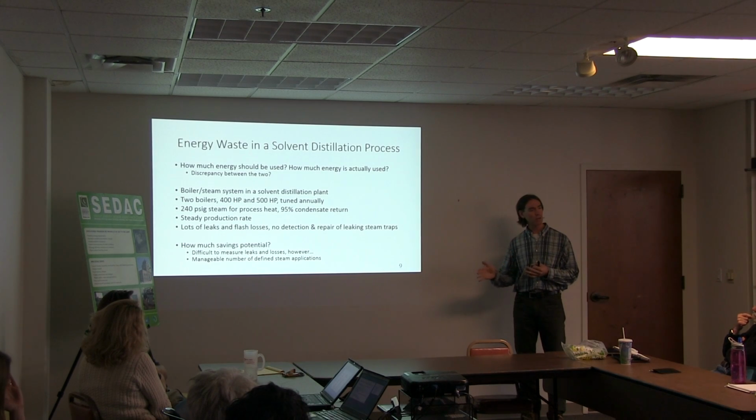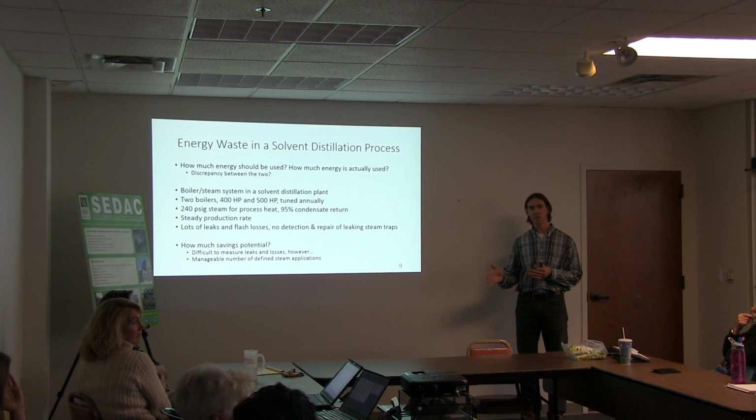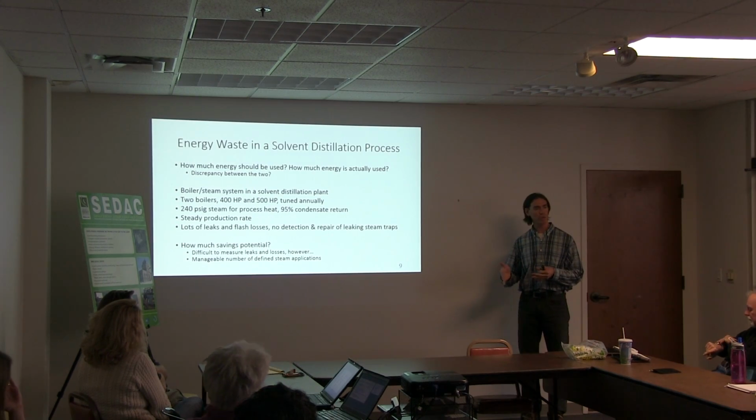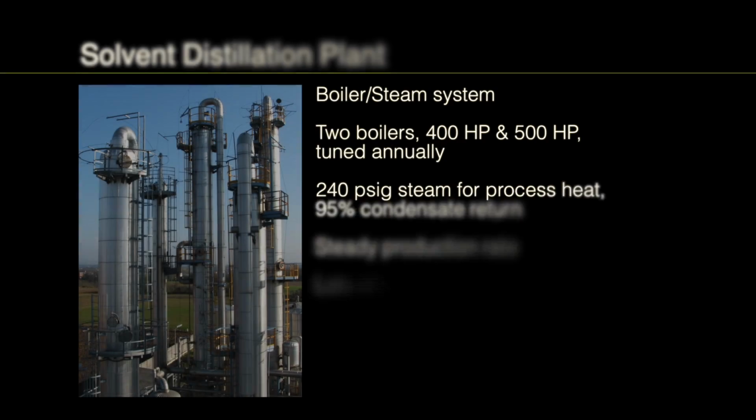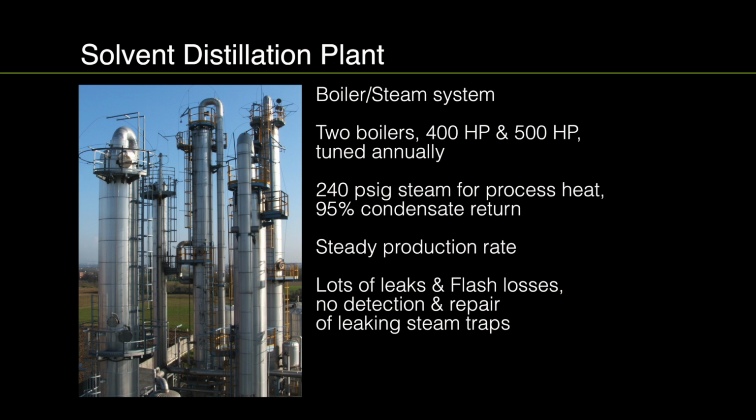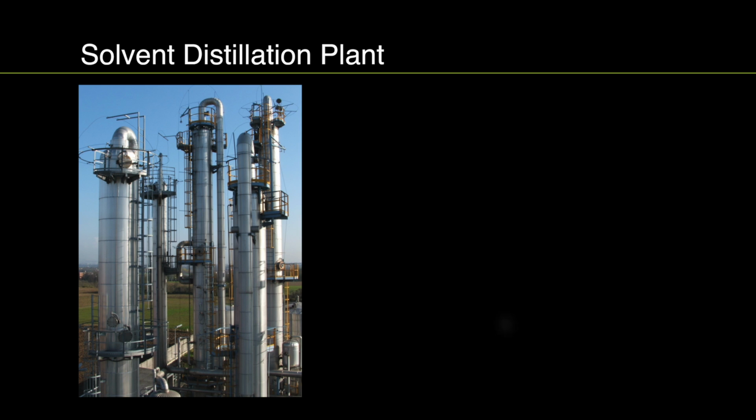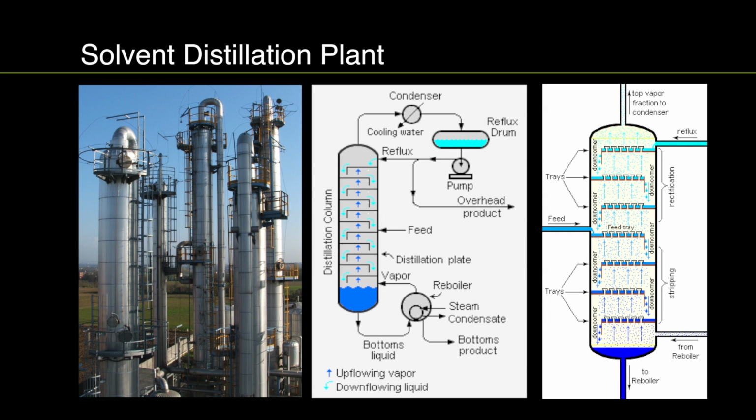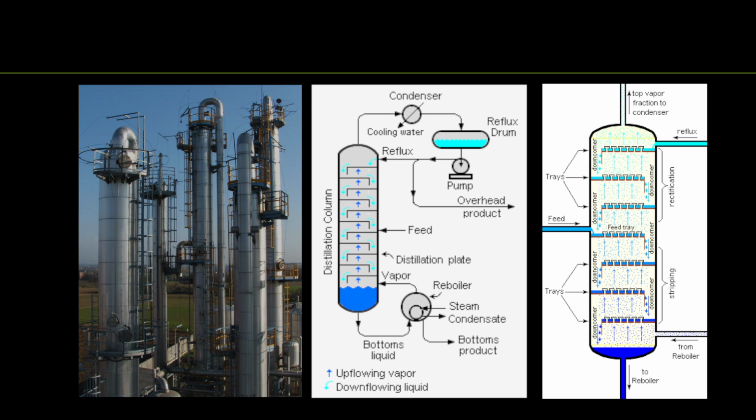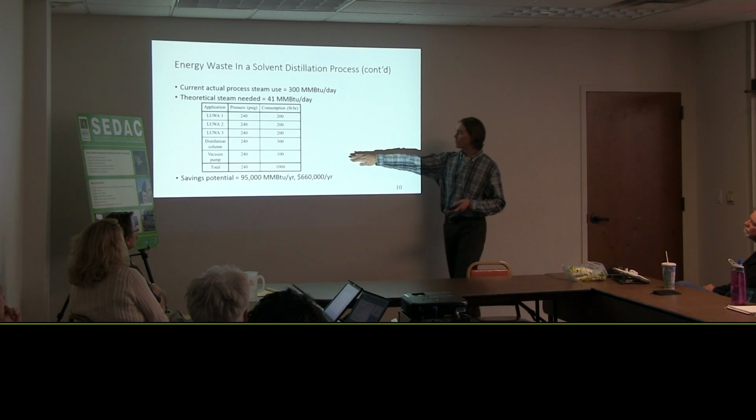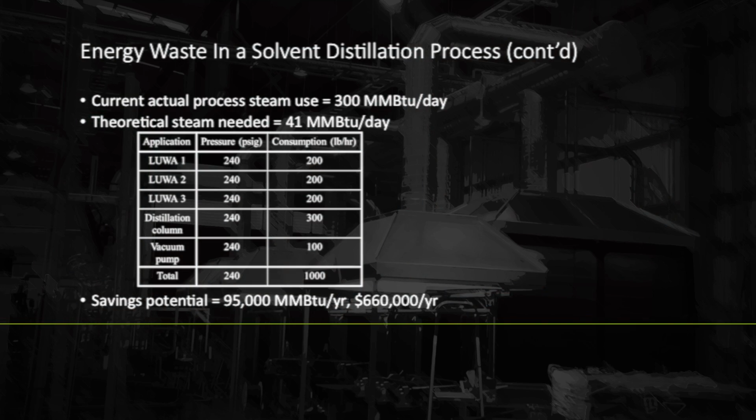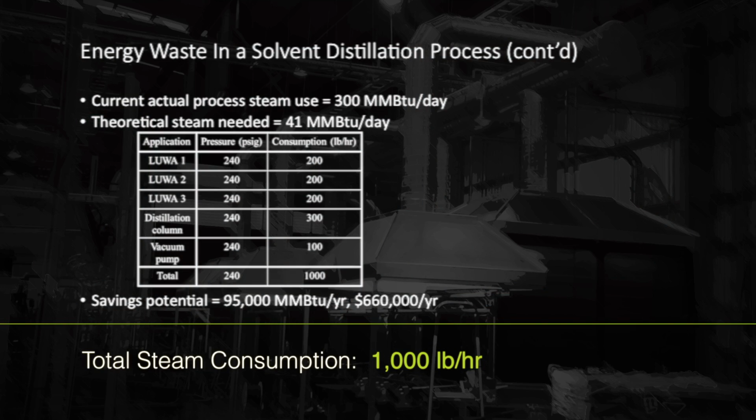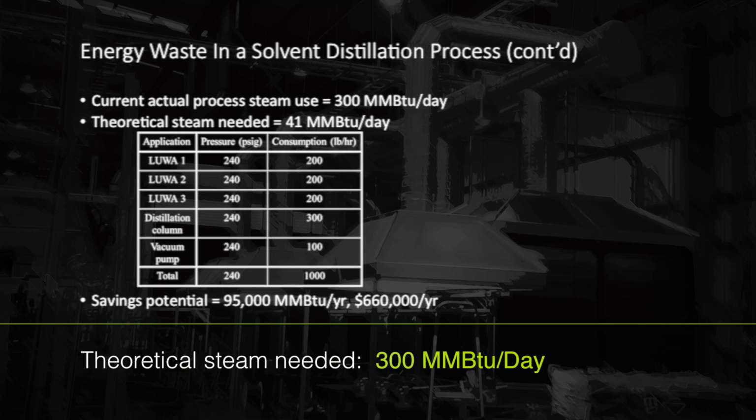In certain situations you can theoretically figure out how much energy a particular process should be using. Here we have a solvent distillation plant, and their job was to take dirty solvent and clean it up. They have a bunch of distillation columns, I think about 6. Based on the specifications of that equipment, we can do some energy calculations and figure out that with this total steam consumption, 1,000 pounds per hour, theoretically that translates into 41 million BTUs per day.